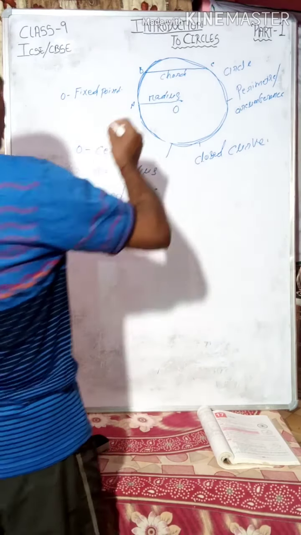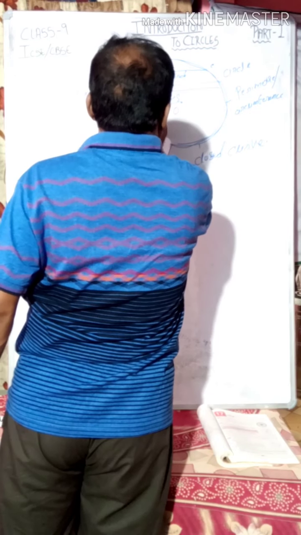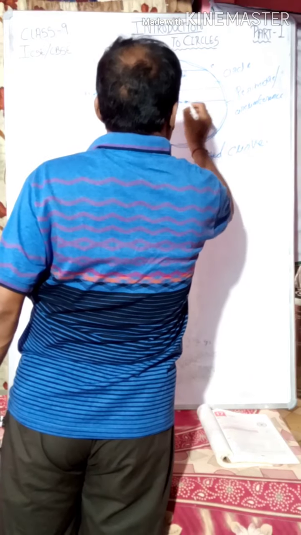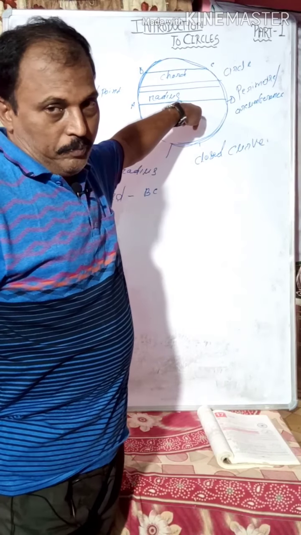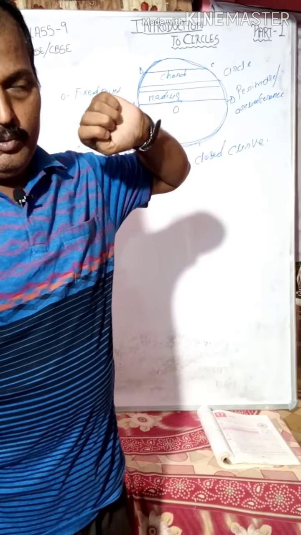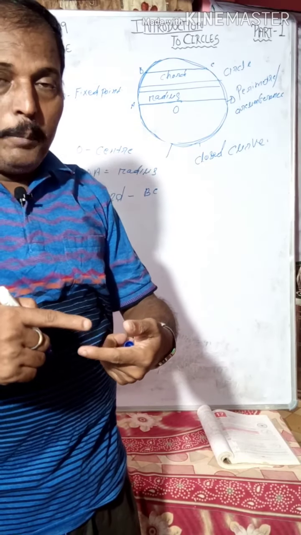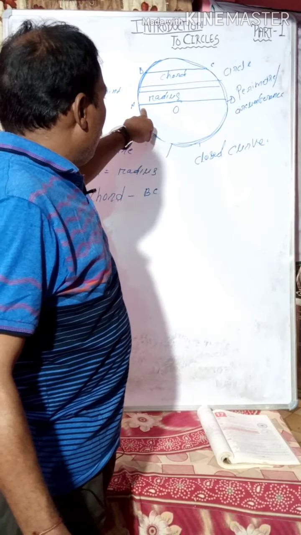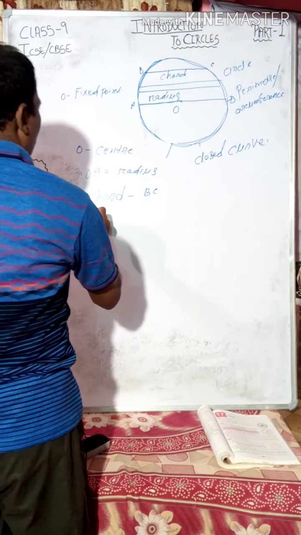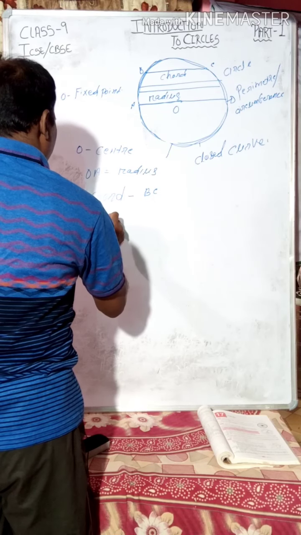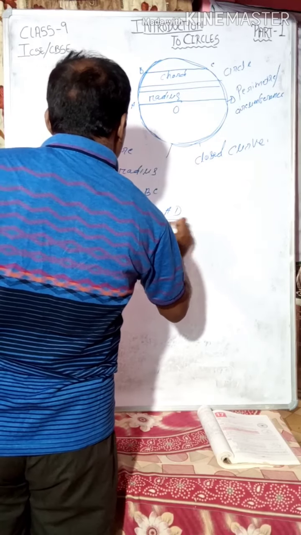Now how many chords are there in the circle? There are unlimited chords, and one chord also passes through the center, which is the largest chord. You know, in your earlier classes, I am just recalling the fundamental things. The largest chord which passes through the center is called the diameter of the circle. Diameter is AD, which passes through the center.